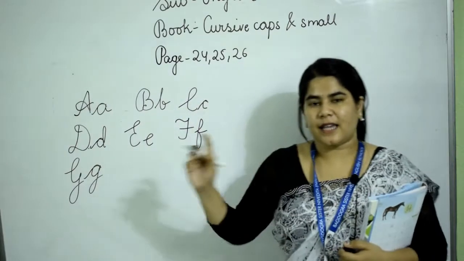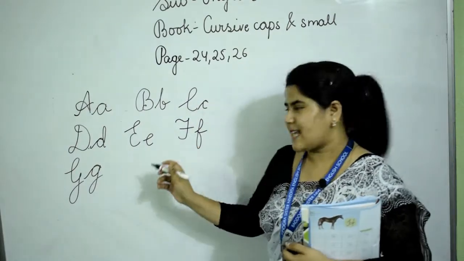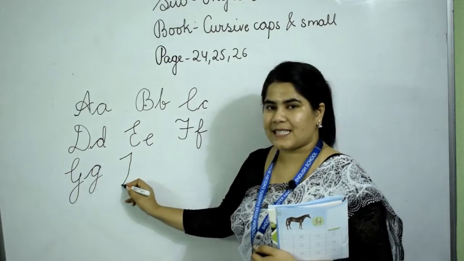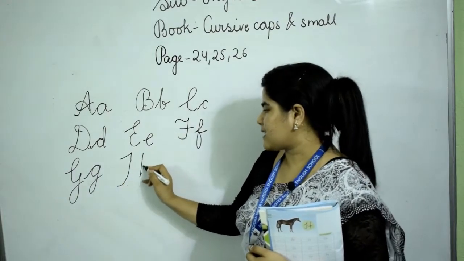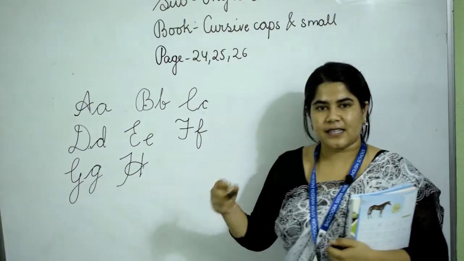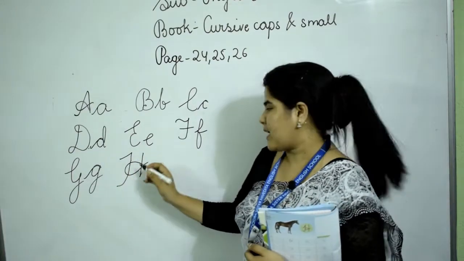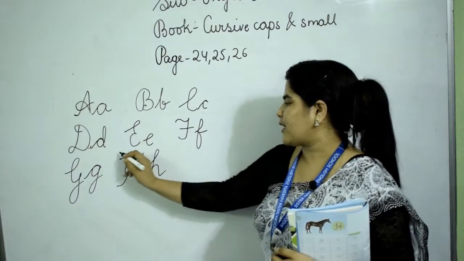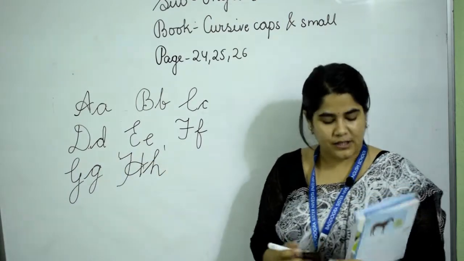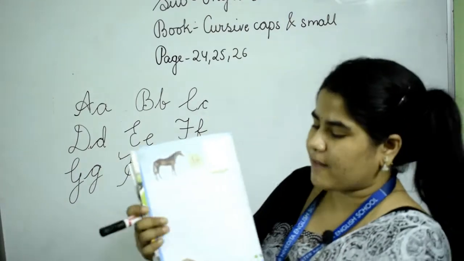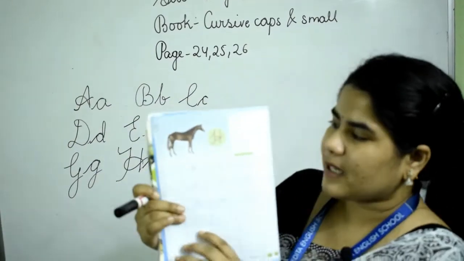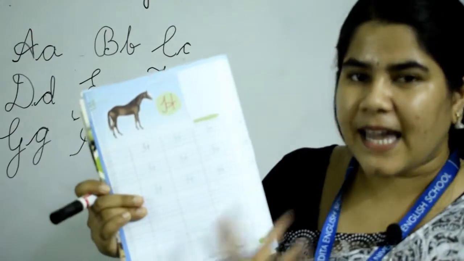Now today the thing that we are going to learn is H. Okay, for H you will write in this way, one standing line and again one standing line and a circle. You will get cursive capital H and the small h will be something like this. Okay, so this is the letter that we have learned today, and just have a look at the book. In page number 24, what you will get, it's cursive capital H.